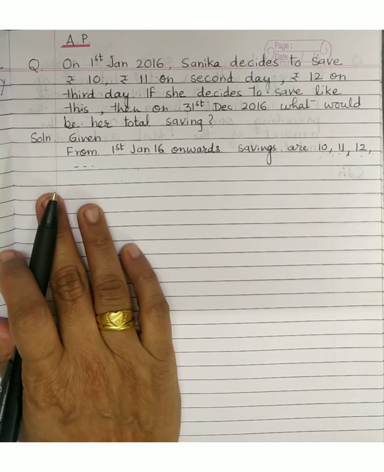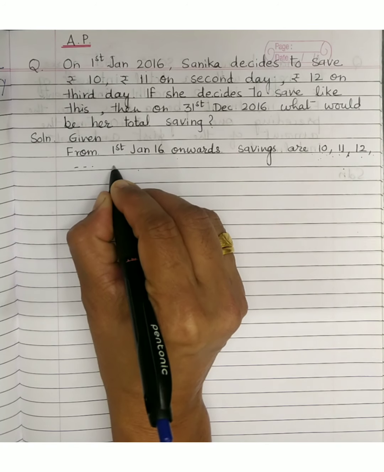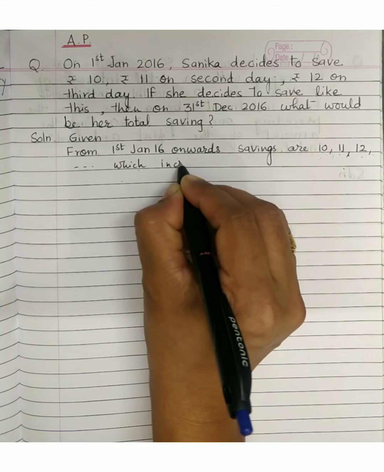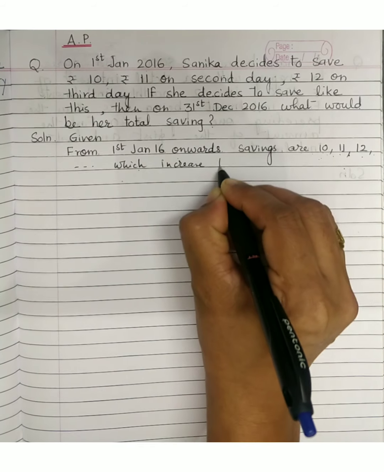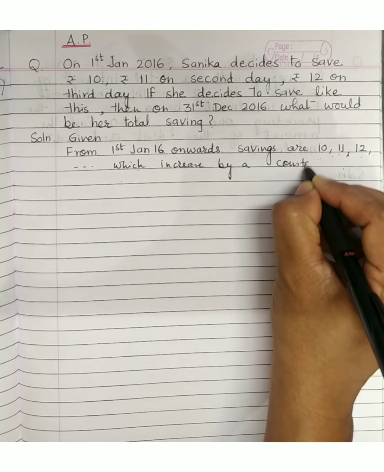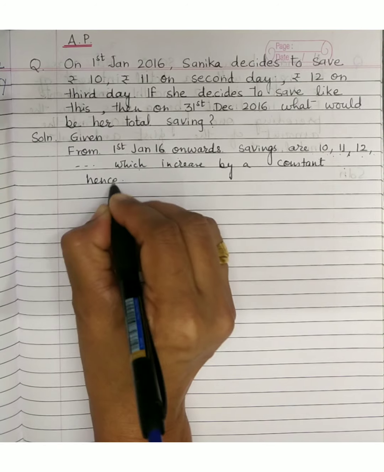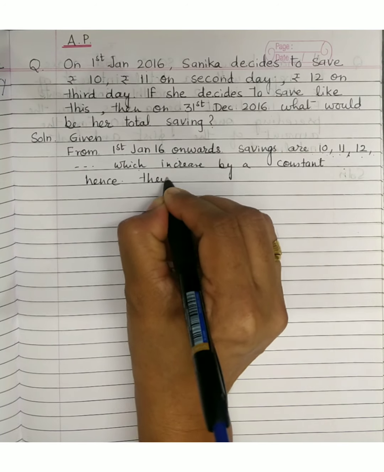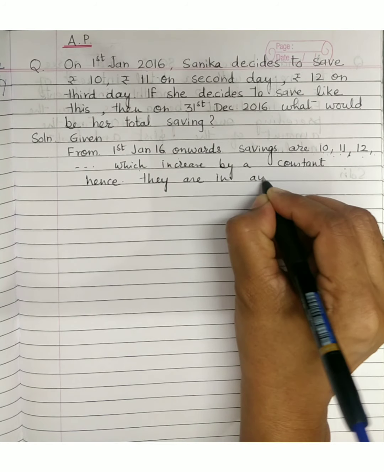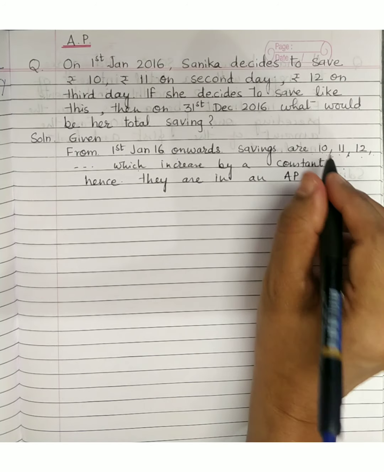So what is the statement we are writing? Savings are 10, 11, 12, which increase by a constant. Hence, they are in an AP. This is the first relation you need to establish here.